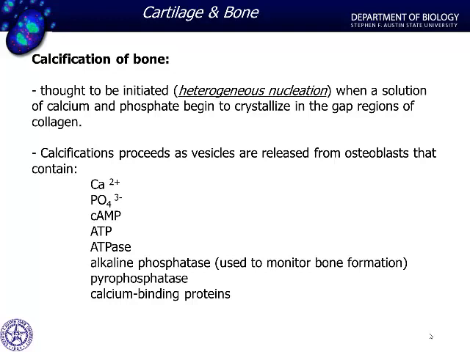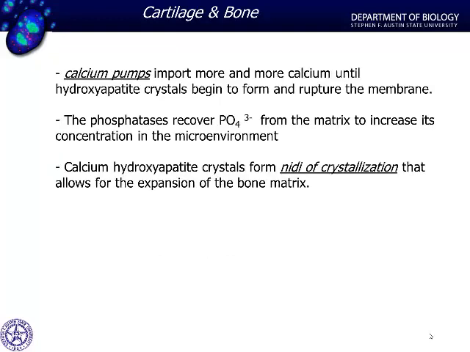So these vesicles are going to release this material into this immediate extracellular microenvironment: we've got calcium phosphate, cyclic AMP, ATP, because we do have ATPase activity in many of these enzymes. We've got alkaline phosphatase, pyrophosphatase, calcium binding proteins. All of these materials are going to be used to begin to form those hydroxyapatite crystals. Now, in addition to all of those materials, we're going to have calcium pumps. They're going to pump more and more calcium into these vesicles, and these vesicles are going to float out into this microenvironment. Remember, we're not doing this inside the cell.